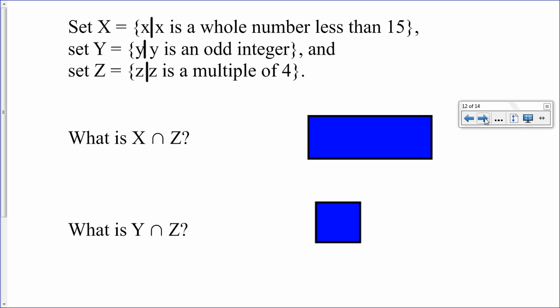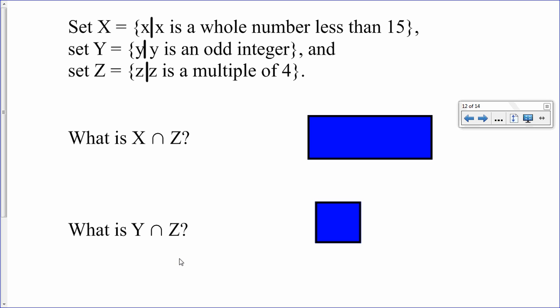Another question regarding intersection, and you're going to see sets defined. Again, go over your past notes: brackets, the variable, and then a description of what the variable is, what's in the set. The symbol means intersection, so we're looking for elements that are in both x and z. In this case, x is the whole numbers less than 15, and z is a multiple of 4.